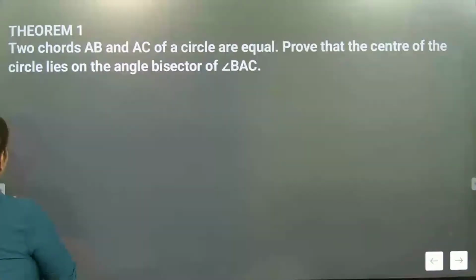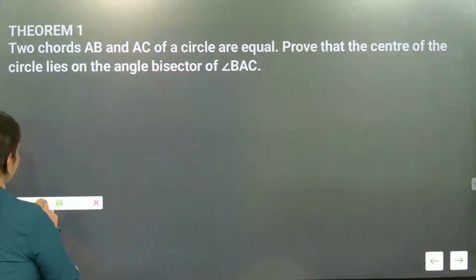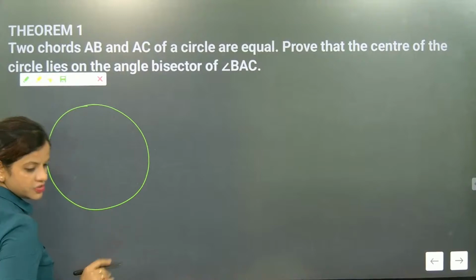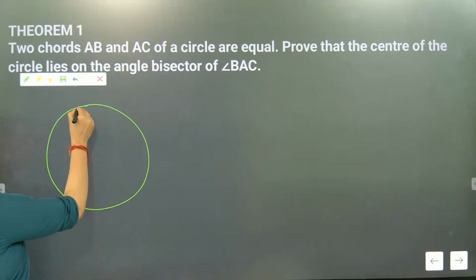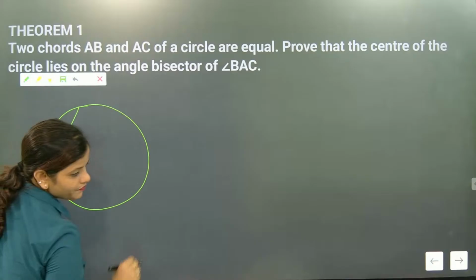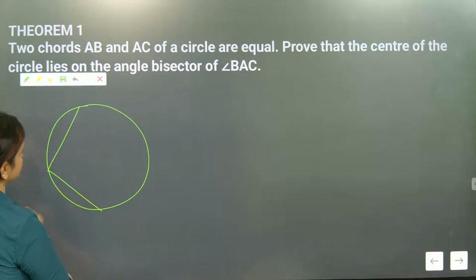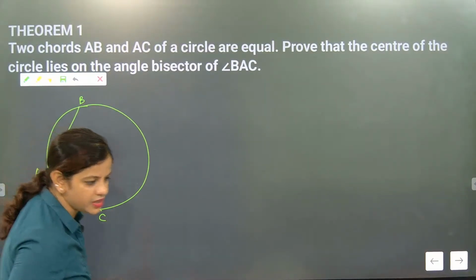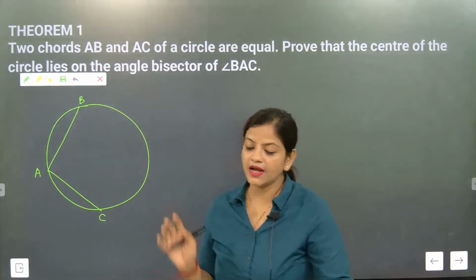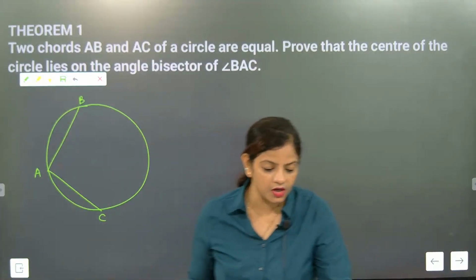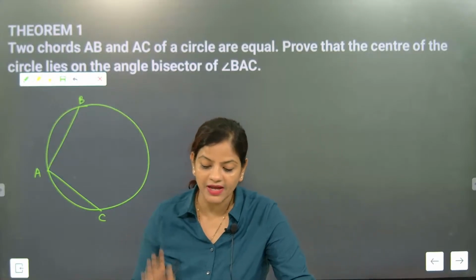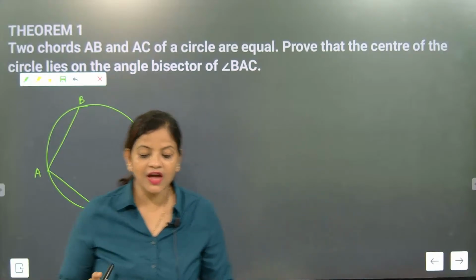So now, two chords AB and AC of a circle are equal. Come on, get back to work, please, children. So first we have drawn one circle. After drawing the circle, beta, this is one chord, and another chord we are going to draw like this. So here, when you are writing AB and AC, both the chords are equal. So what they are telling is: two chords AB and AC of a circle are equal. We have to prove that the center of the circle lies on the angle bisector of angle BAC.